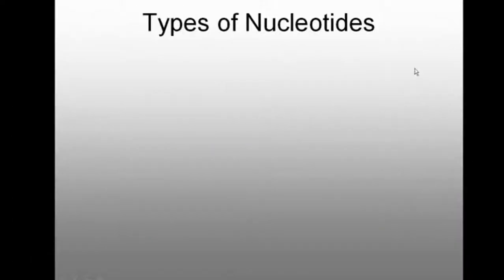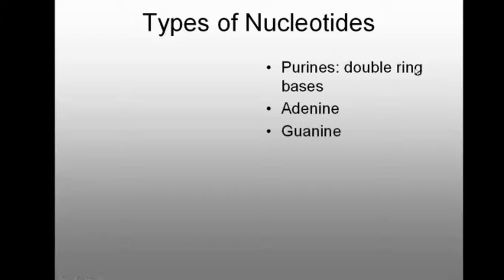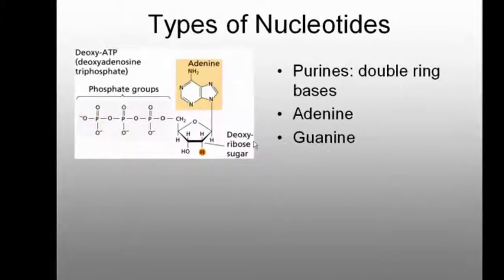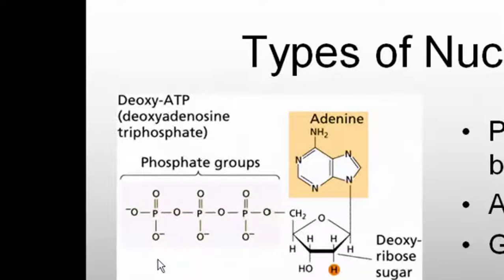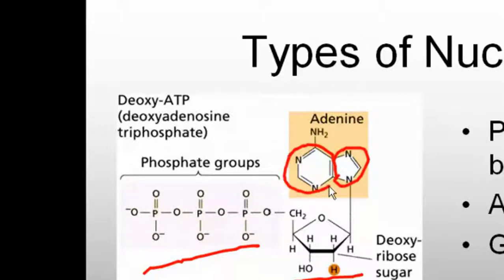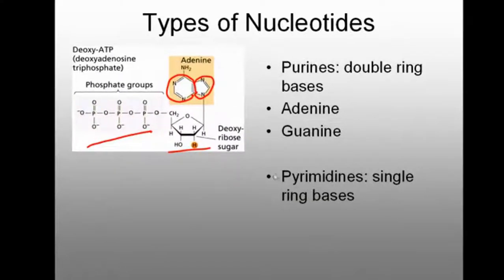Now, there's different types of nucleotides. Like I said, there's 4 different bases that you can have, so the type of nucleotide you have depends on which base you have. So one is called purines, which are adenine and guanine. And here is their phosphate group, and here's the sugar. And then the base part has 2 rings, one there and one there. So, purine. The other type is pyrimidine, or a single ring base. And those are cytosine and thymine.